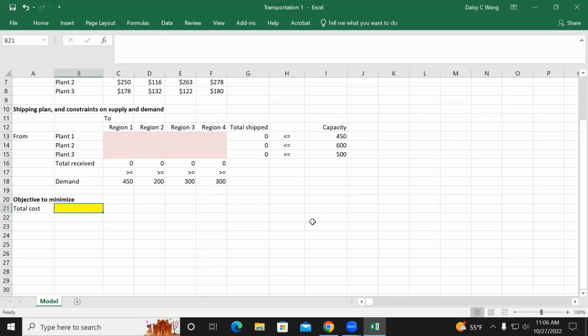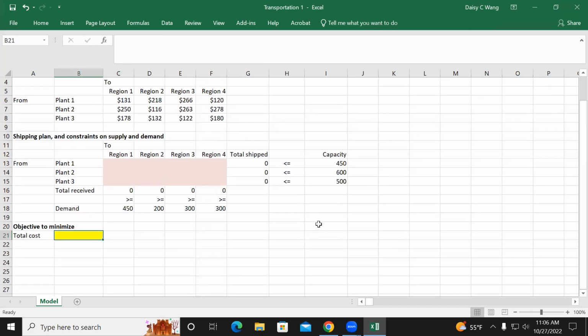Then what should we put here? Let me ask you guys, what do you think? What's the total cost? What formula? How do we calculate total cost for the shipping? Sumproduct. Yeah, sumproduct. Okay, good.